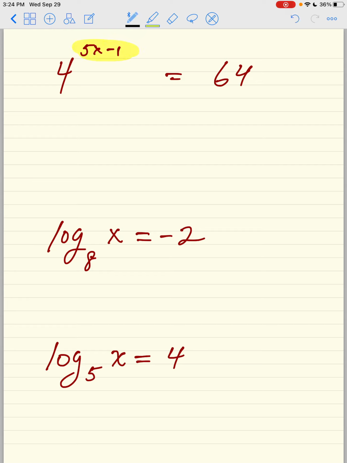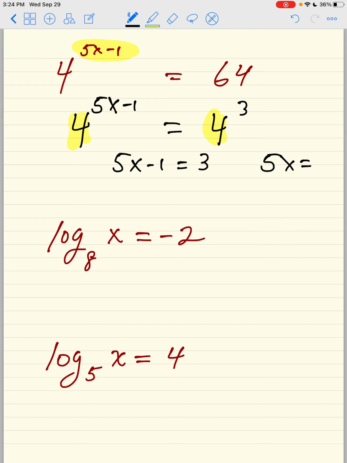You're trying to solve for an exponent. Let's get them down to the same base. What is 64? It's 4 to the third. Now that these match, you sort of ignore it. Don't cross it off, but basically you're crossing it off mentally. You add 3, you get 4. You divide by 5, you get 4/5.